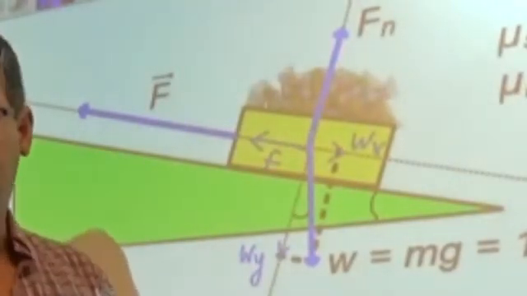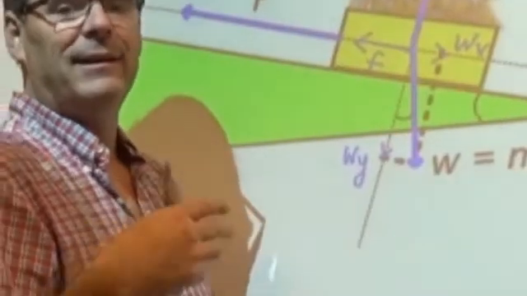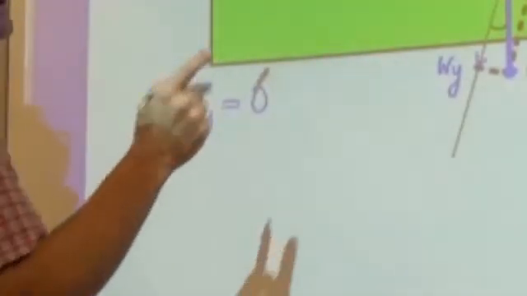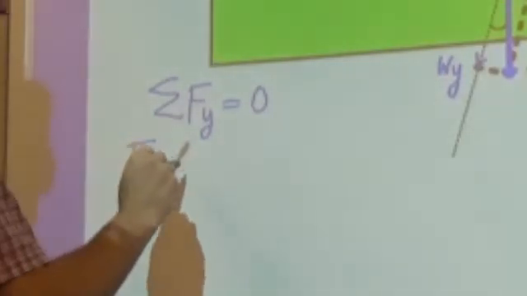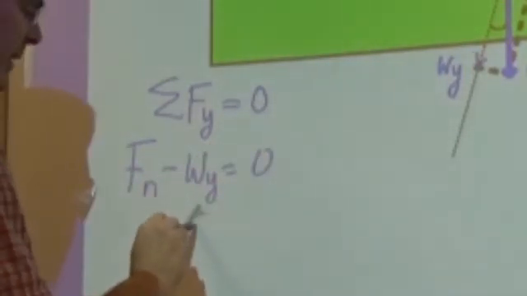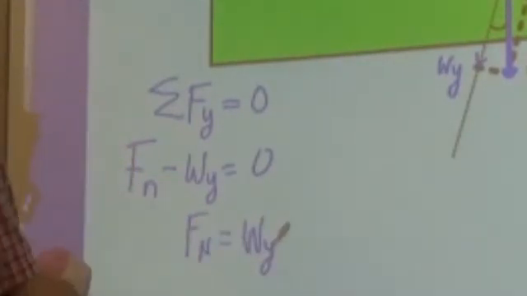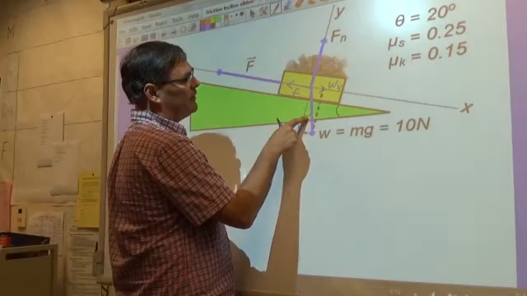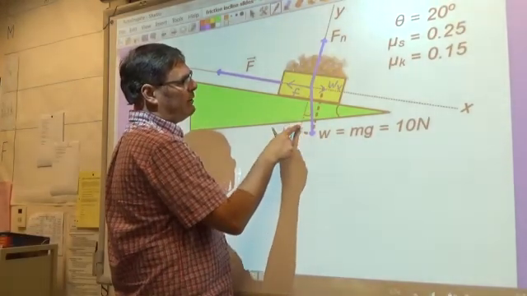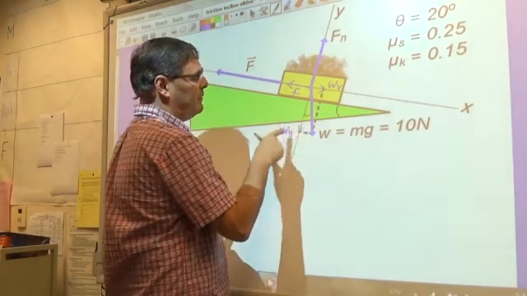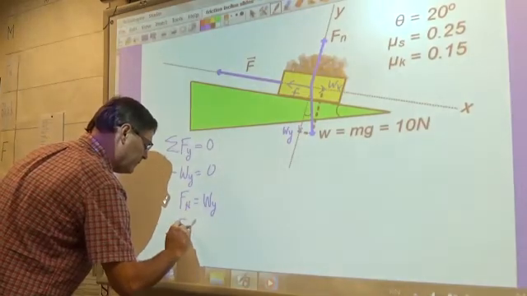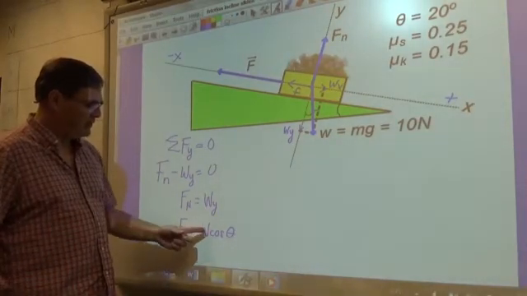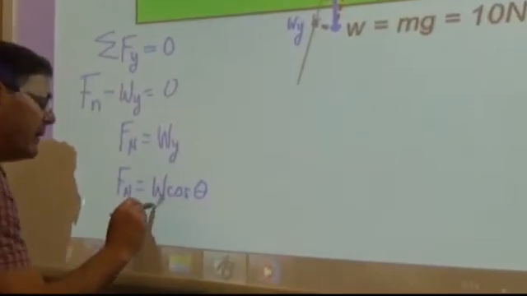Now, step three, in the direction of no motion, the y-axis, sum the forces to 0. The sum of the forces in the y is equal to 0, so I have Fn minus Wy equals 0. That tells me that the normal force is equal to the y component of the weight. A little more analysis shows that if this is theta here, and this is theta here, the y component of the weight is the adjacent side to that angle, so that's going to be W cosine theta. So the normal force is W cosine theta, and we have the information to plug in to get a numerical answer.